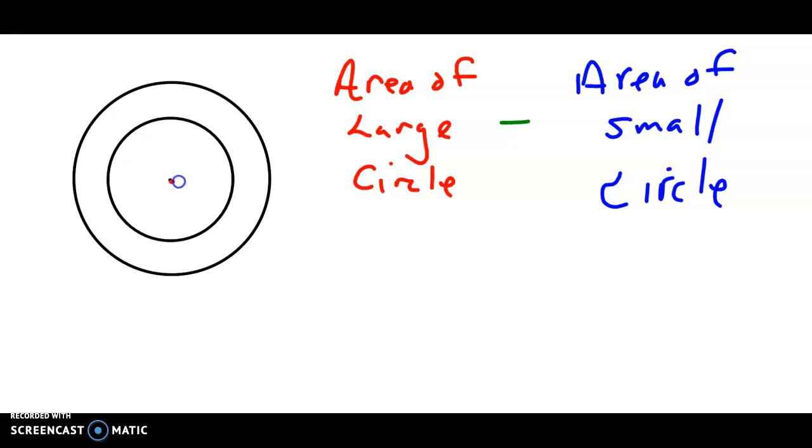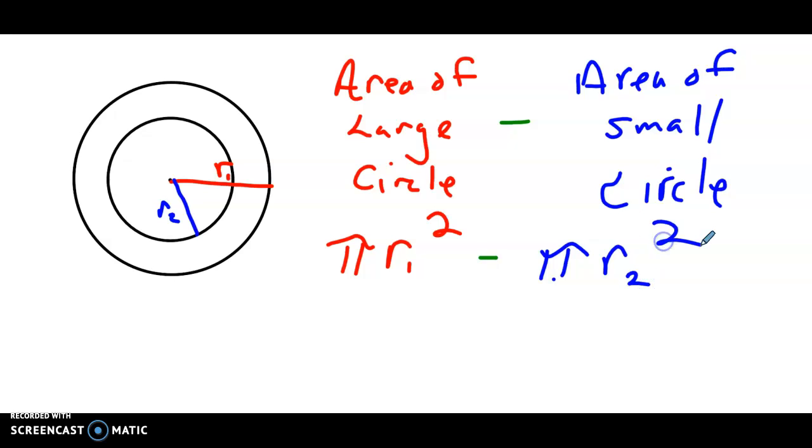All right, so we need the radius for the large one. So that means the area is going to be pi r squared minus, we need the radius for the smaller one, so we'll call that radius 2. We'll call that one radius 1. We're going to have pi r2 squared. And that's going to give me the area of the annulus.